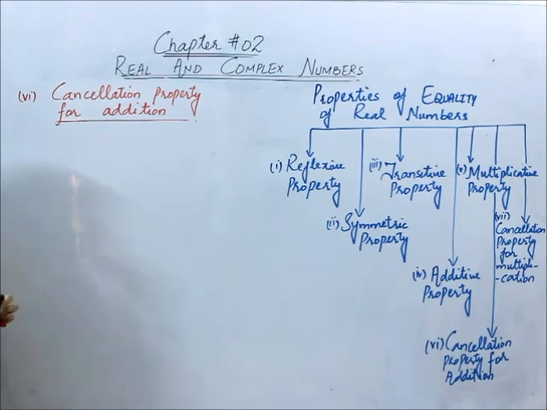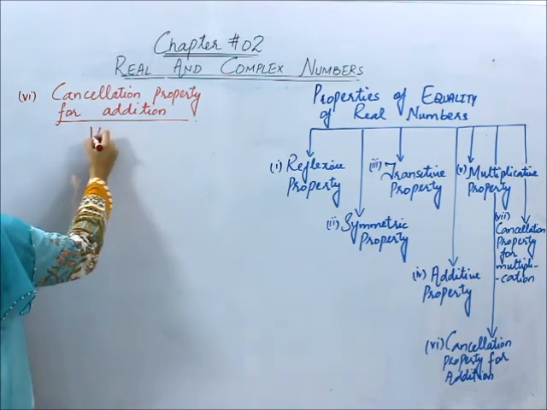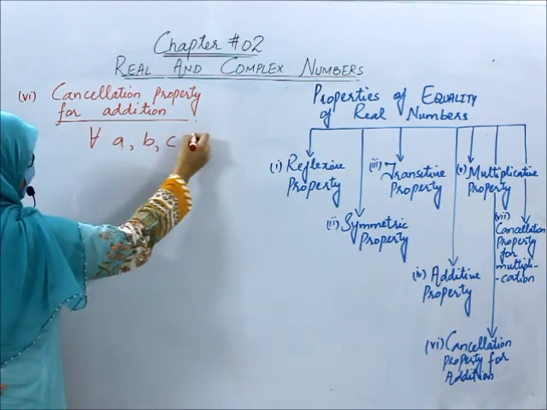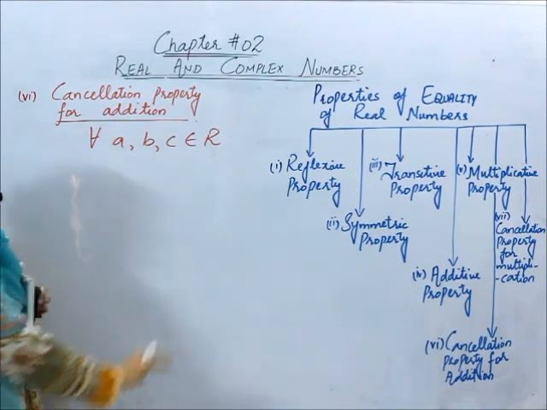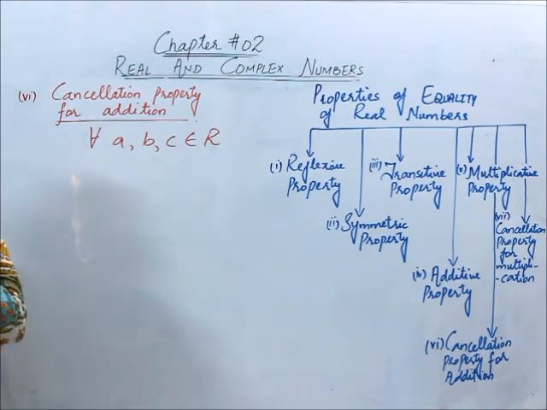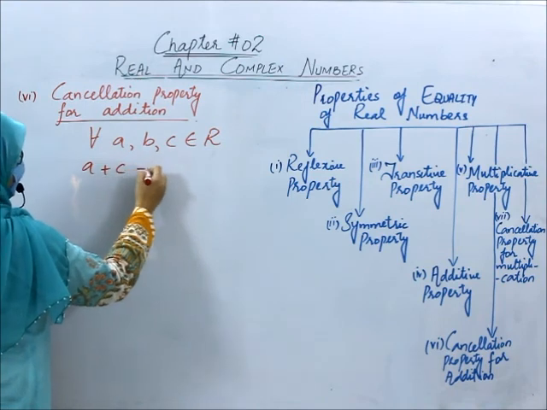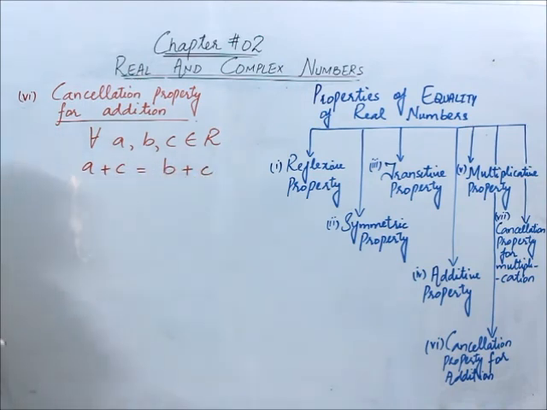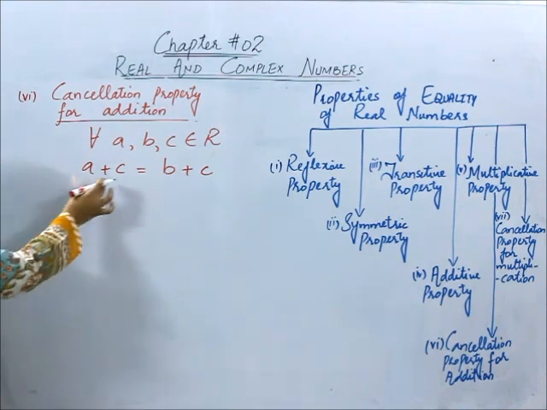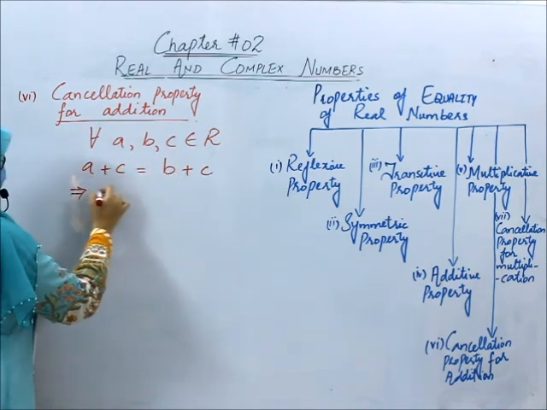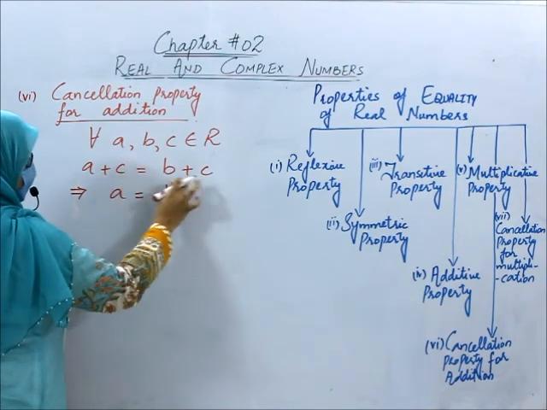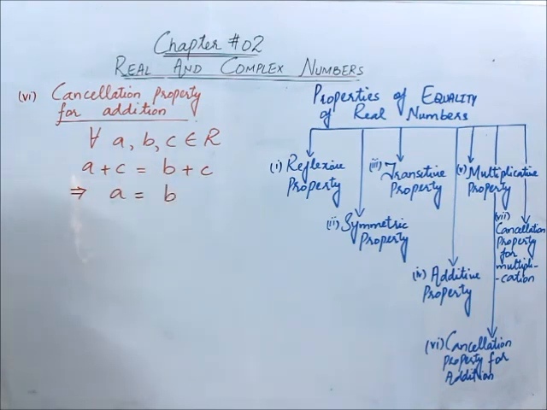The next property is the cancellation property for addition. This property says that for all a, b, c which belong to the set of real numbers, if you have the equation a plus c equals b plus c, how would you simplify it? The same number is added on both sides of the equation, so we can cancel that number. That is, we will have a equals b.